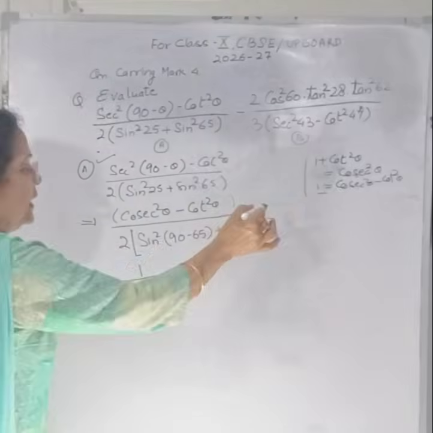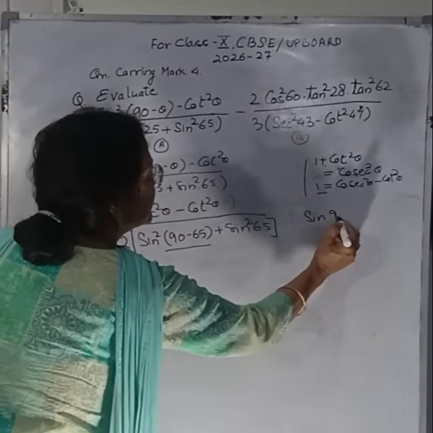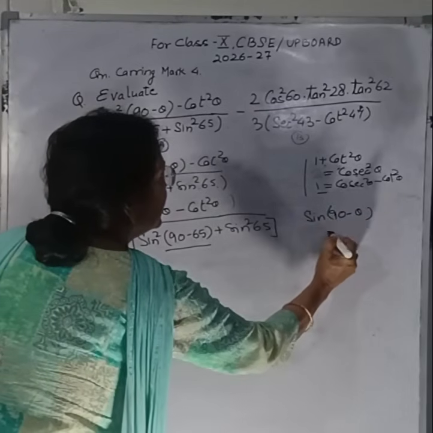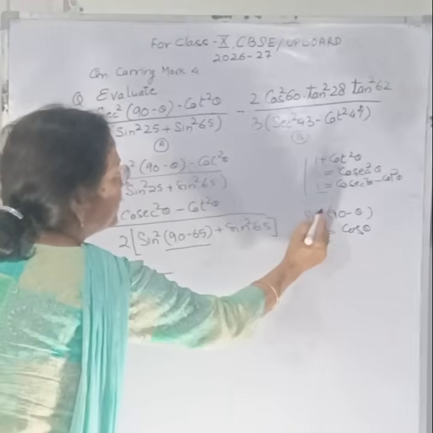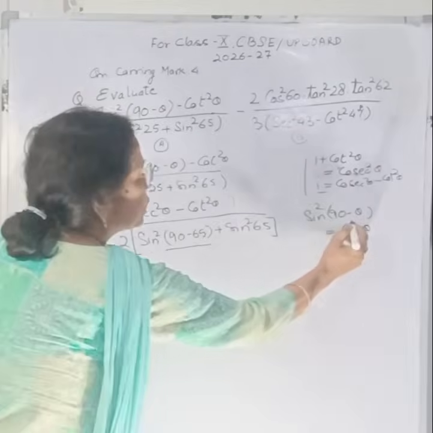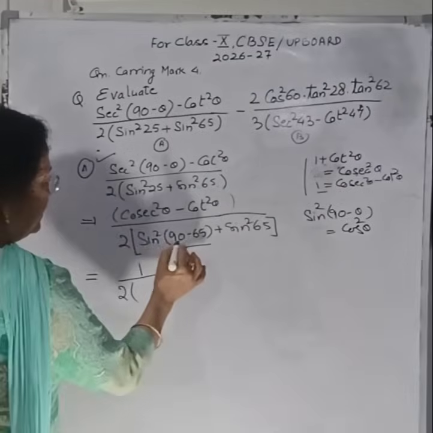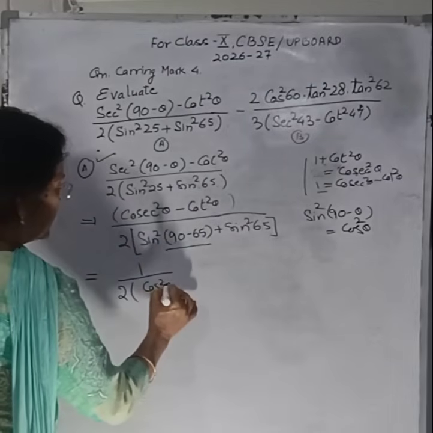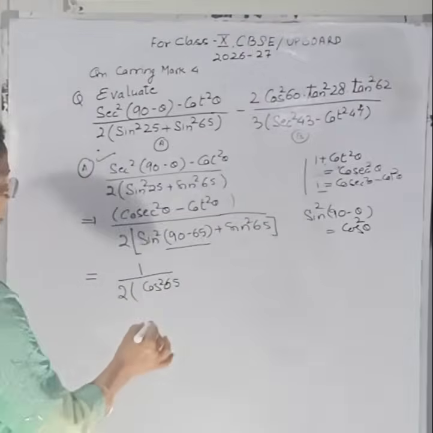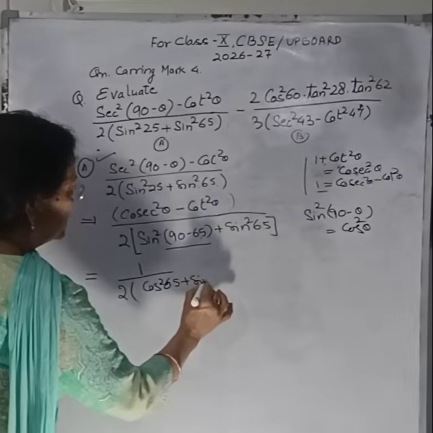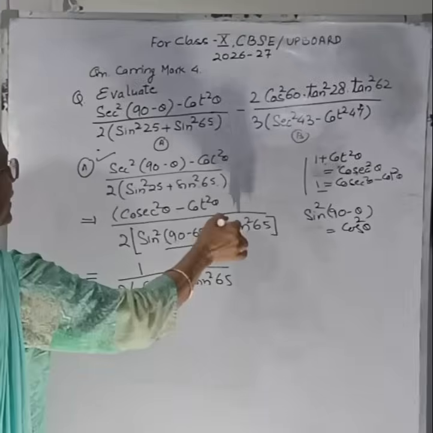Now, another, this 90 minus theta. Sin 90 minus theta, as per our formula, can be written as cos of theta. So square of sin 90 minus theta can be written as square of the cos theta. So in place of this we can write cos square theta. It means theta is here 65. Plus sin square 65. We are not going to change this. This is from very beginning same.